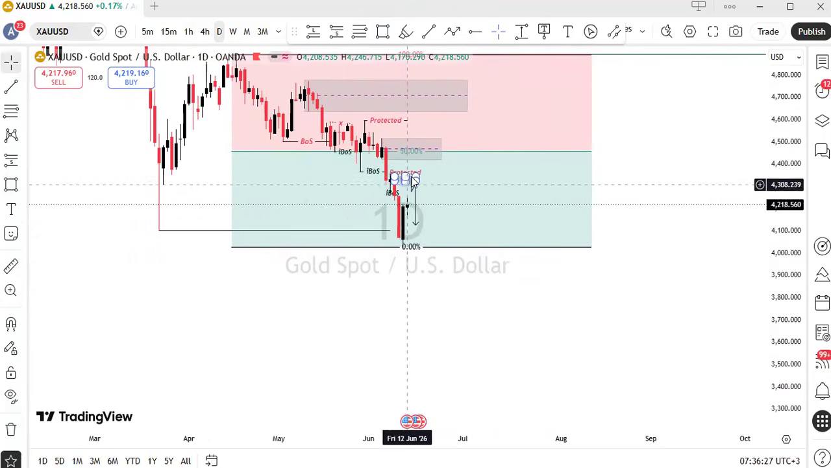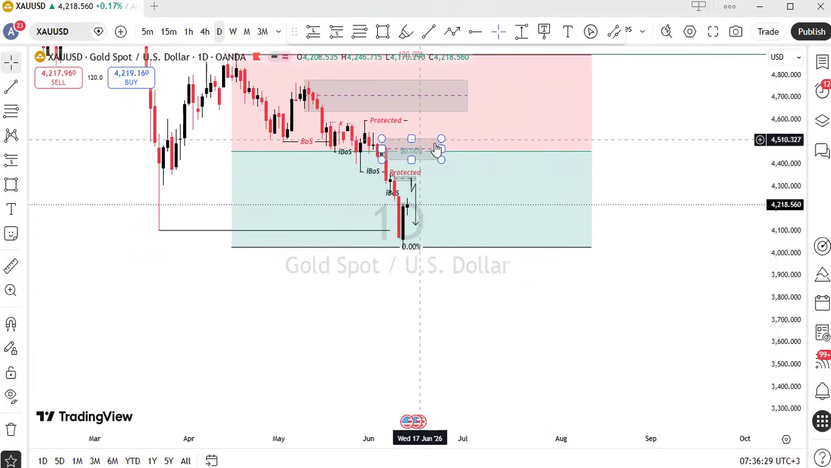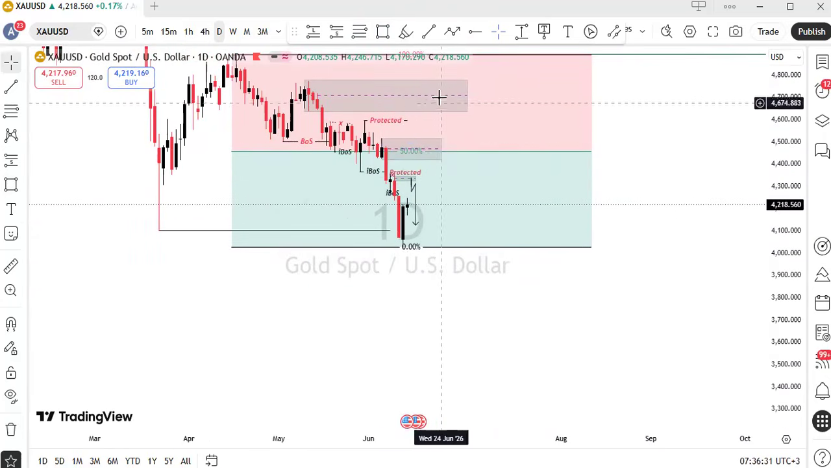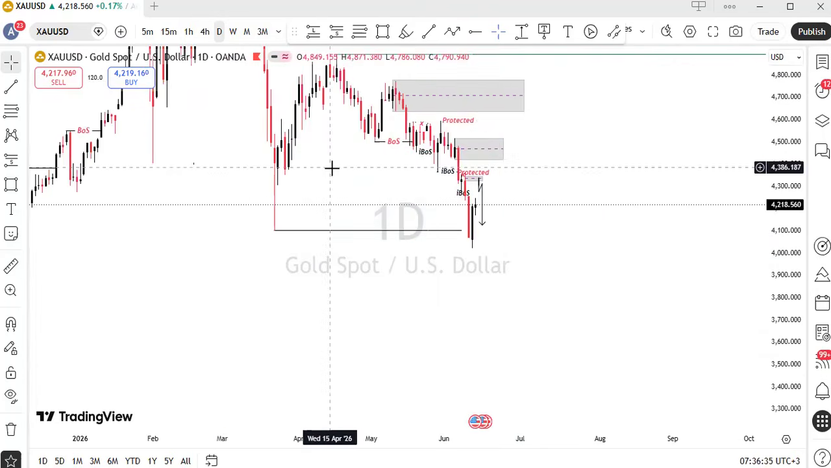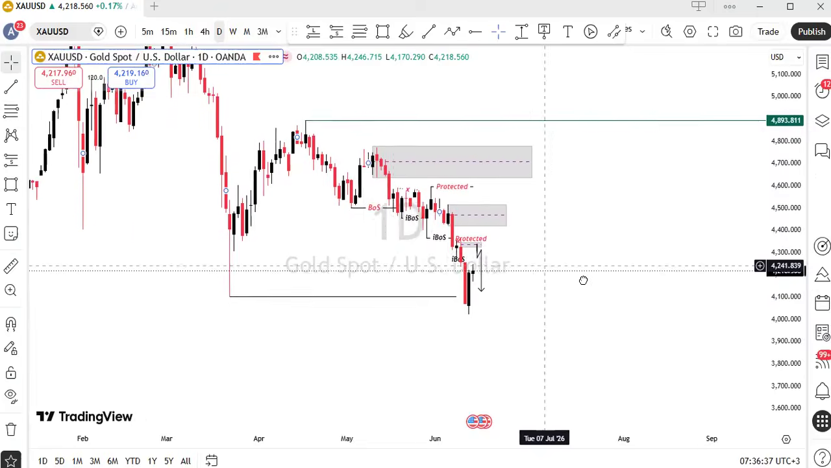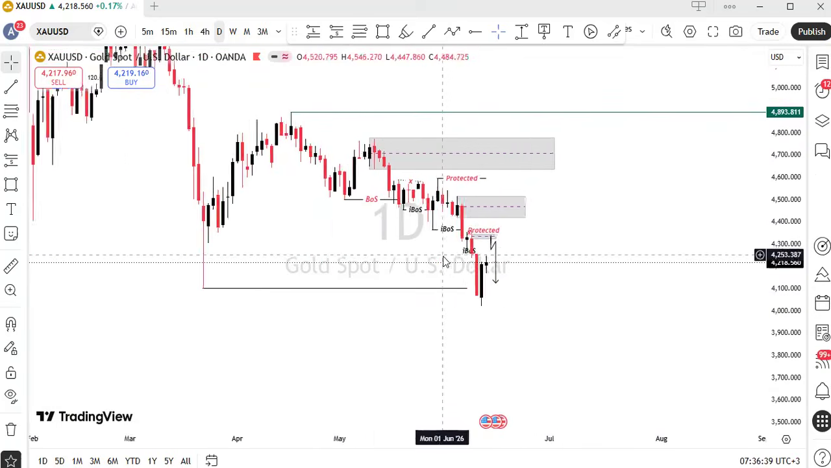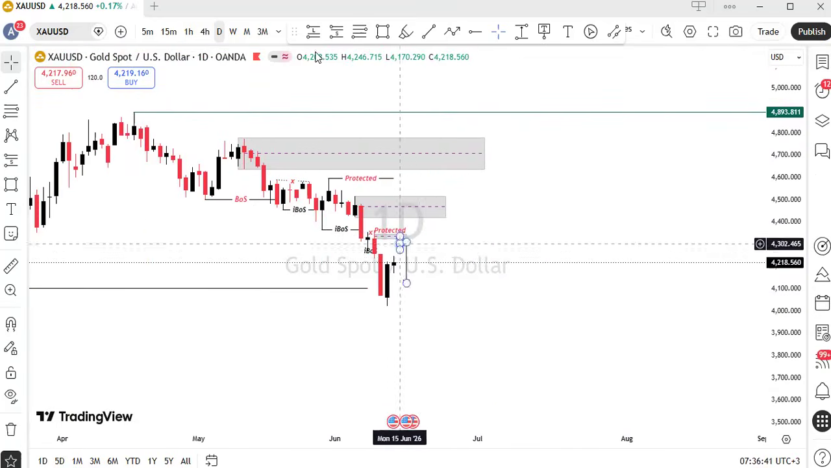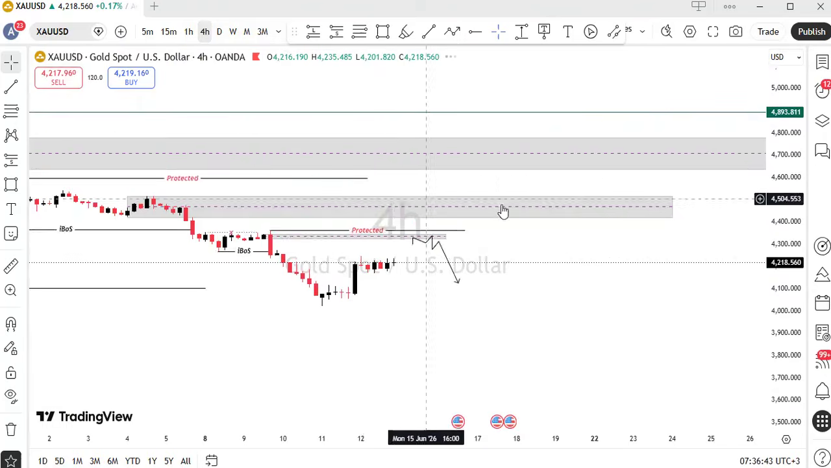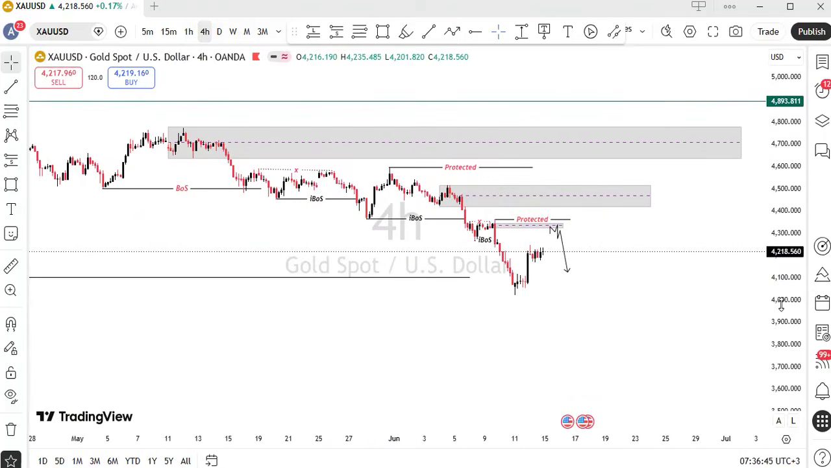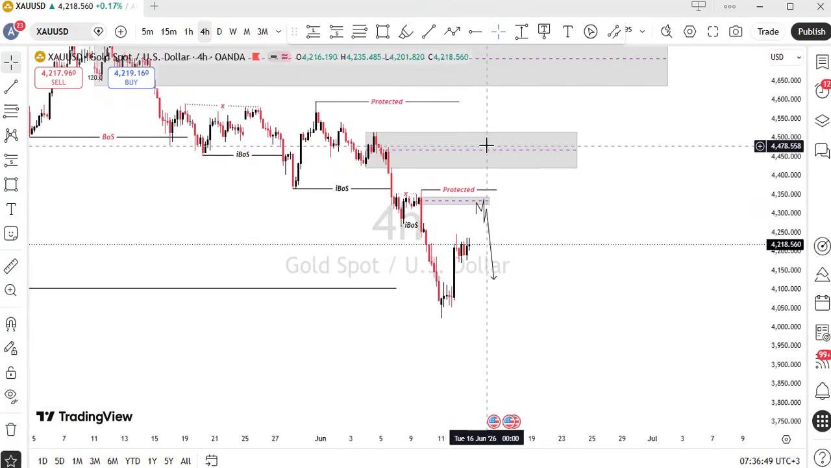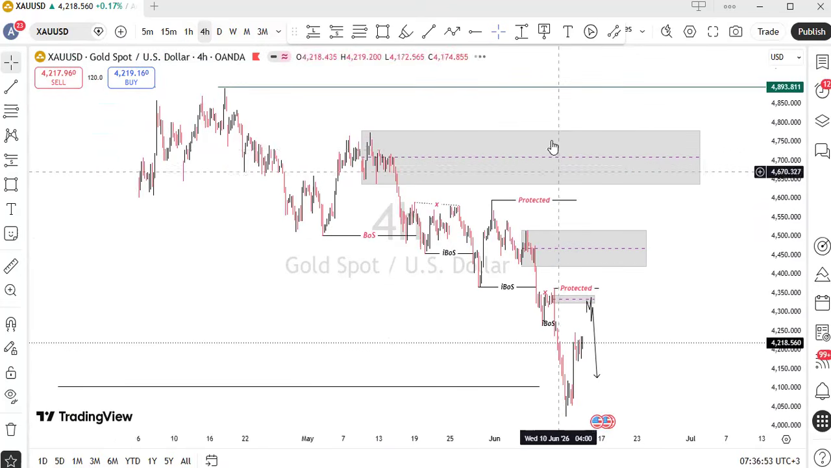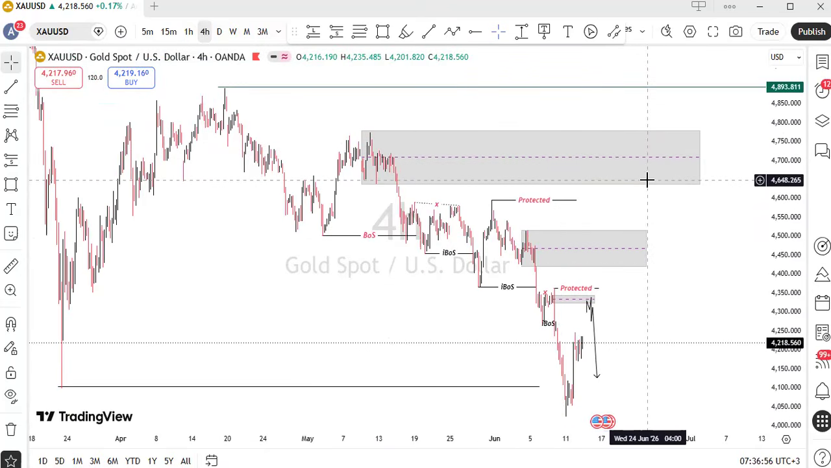If of course the market will violate this protected high, then wait for the market on this area or on this area above here. But in short, on gold we are currently bearish, so we should be looking for selling opportunities. For me, these are the areas that I will be watching. In case this zone fails, then this one becomes my next point of interest. If this one fails, then this one becomes my last point of interest.